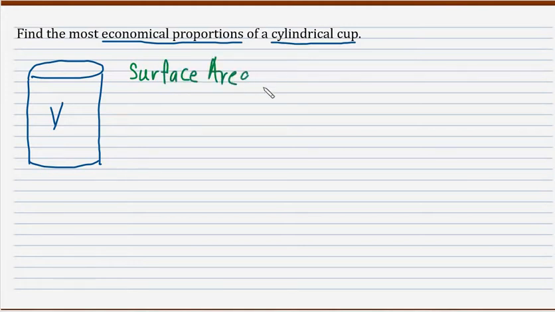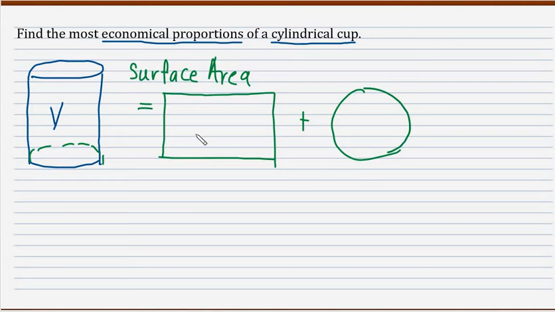Surface area of our cylindrical cup. The surface area is composed of a body, which is a rectangular surface, and the bottom part of our cylindrical cup, which is a circle. What is the area of a rectangle? It is length times width. The length of the rectangle here is actually the circumference of the circle, and the formula for the circumference is 2 pi r or pi d, depending on what you prefer to use.